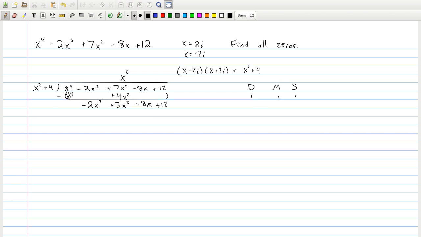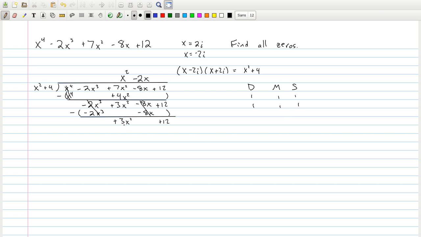Negative 2x cubed divided by x squared gives us negative 2x. Then we multiply. Negative 2x times x squared plus 4 is negative 2x cubed minus 8x. And then we subtract. So I see in the first column, the negative 2x cubed subtract negative 2x cubed will cancel. 3x squared, nothing is being subtracted from, so we can just copy that down to the next row. Negative 8x subtract negative 8x will cancel. And plus 12 will just carry down.